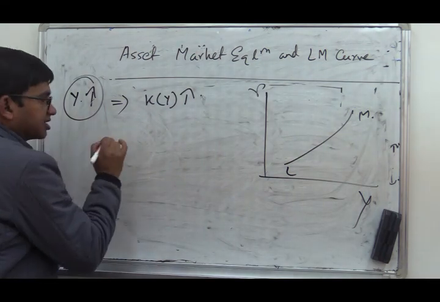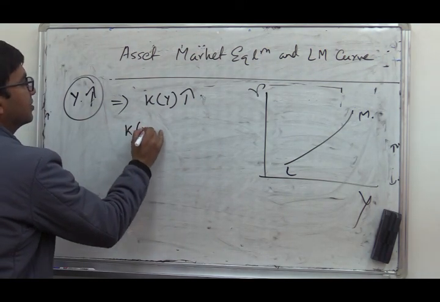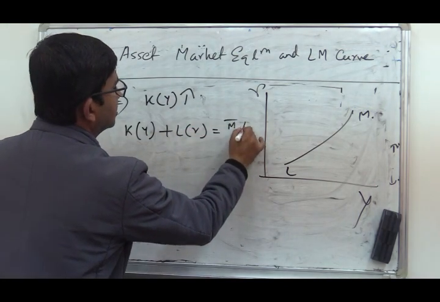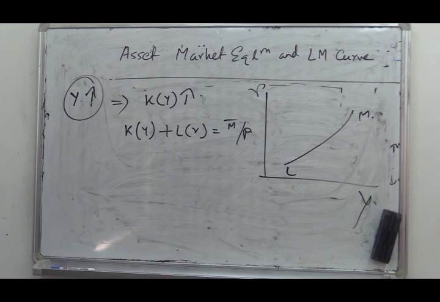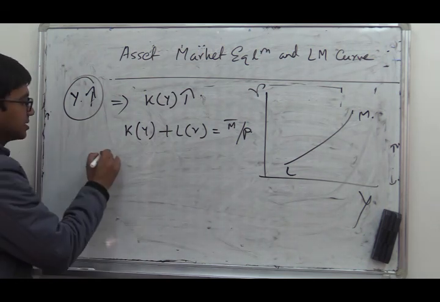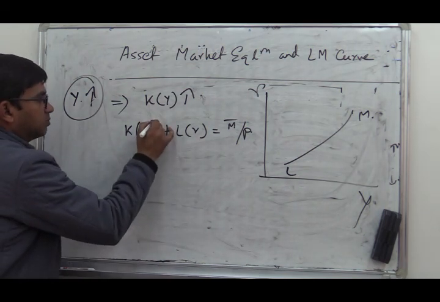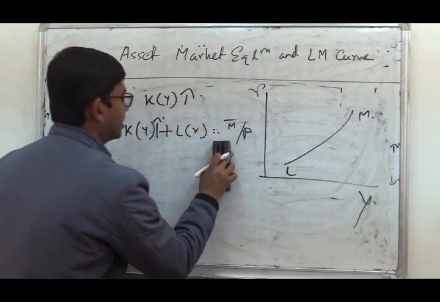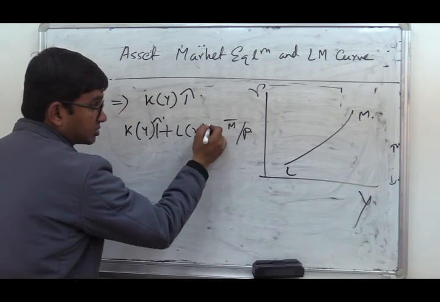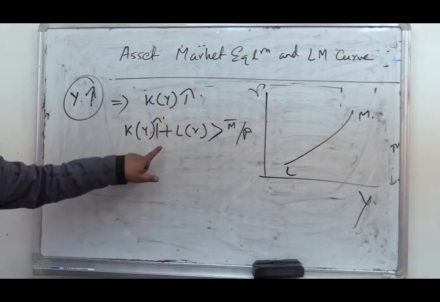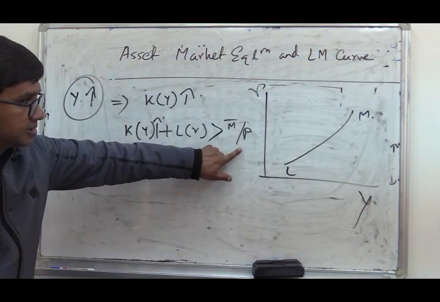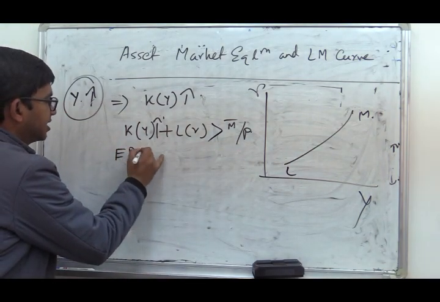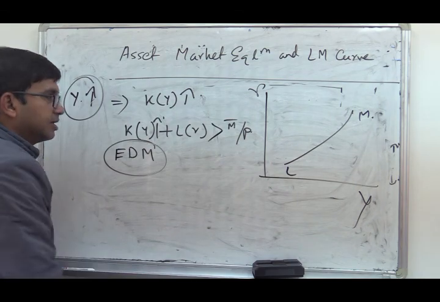So just consider the money market equilibrium: Ky plus Lr equals M bar by P. The money market was in equilibrium. Now what happens? This part increases. So money market is no longer in equilibrium. Demand for money is greater than supply of money. So we can consider there is an excess demand situation in the money market.